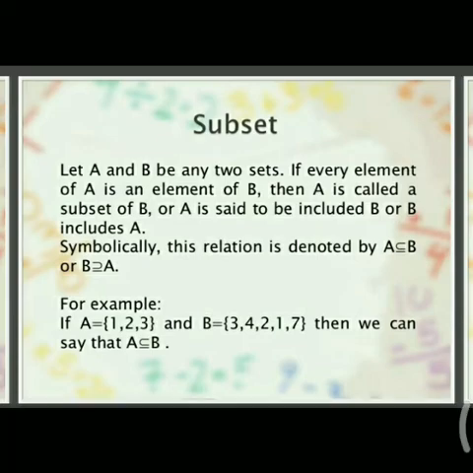Be careful about this. If all the elements of set A are lying in B, then A is said to be a subset of B. Look at the given example. A contains 1, 2, 3. All these three elements are present in the set B. Hence, we can write A is a subset of B.